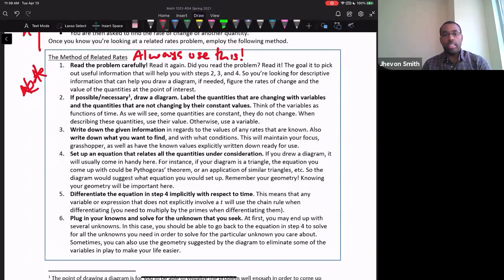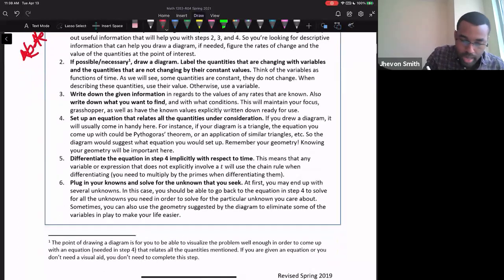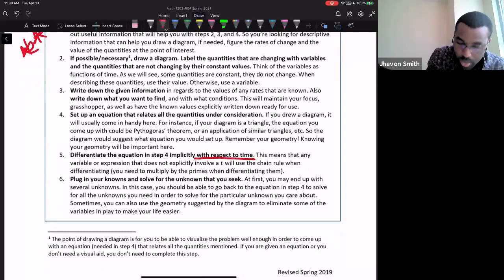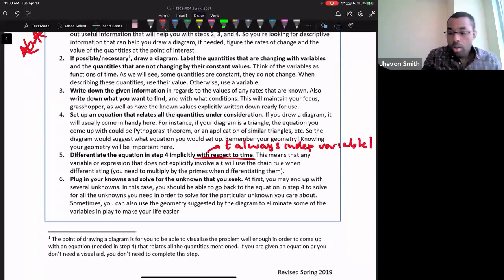So the fourth thing is you're going to set up an equation. Your diagram can often help with this if it's not given. And then you are going to differentiate that equation with respect to time. It is very important that you know time is always the independent variable. t, always the independent variable. What this means is you're doing implicit differentiation. So if you're differentiating any variable that's not a t, you need to multiply by its derivative. You need to multiply by the prime.